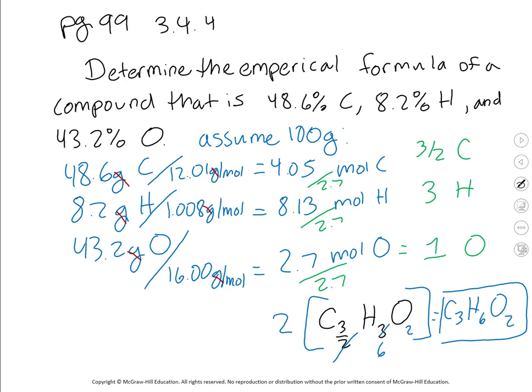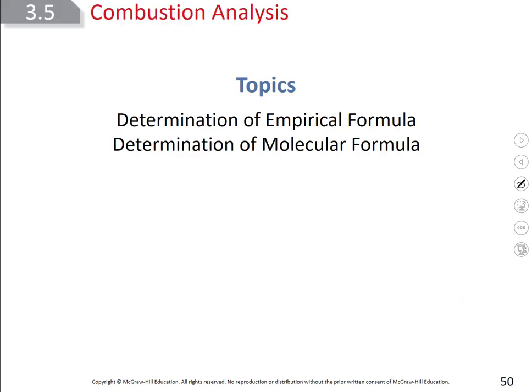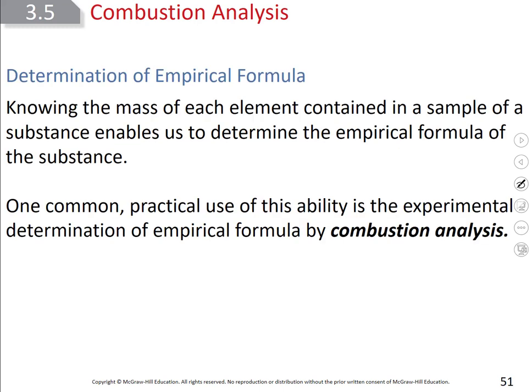All right. So in that case, we were given the percentages of each to find the empirical formula. In the next section, we're going to use an analytical technique called combustion analysis to determine what that empirical formula is, and then use that to determine the molecular formula. So knowing the mass of each element contained in a sample size can give us the empirical formula. That's what we just saw. We can get those mass percentages, go to the empirical formula. But one way to get there is through combustion analysis.